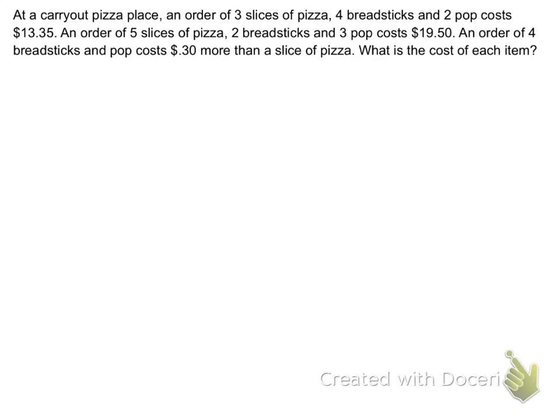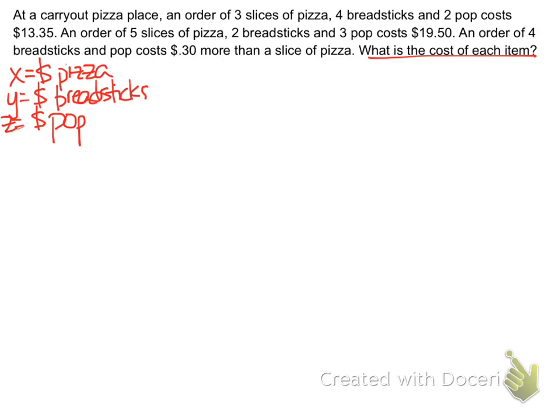Well, this is a word problem, so the first thing we need to do is define our variables. And we look to figure out how to define our variables by looking at the question. The question is asking what is the cost of each item. Therefore, I'm going to let x, y, and z be the price of the pizza, the price of the breadsticks, and the price of the pop. And now we need to come up with our equation.